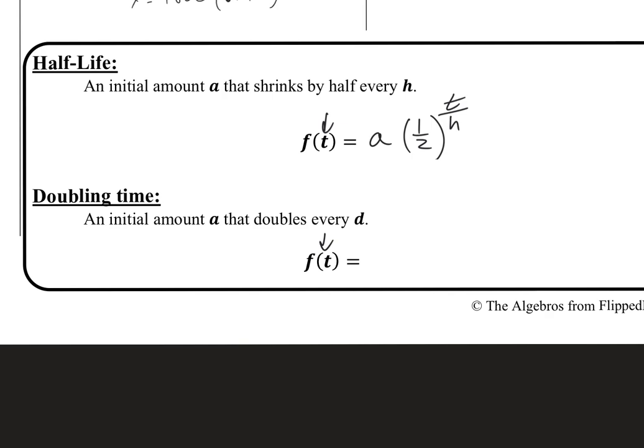Over here, if I'm doubling, the equation looks very similar. A times 2, because we're going to multiply by 2, and then the exponent is divided by d, meaning every day. It doesn't have to be a day. It could be an hour, a minute, a year, whatever. But d for doubling, h for half, whatever that unit of time is. Okay, so let's go to the next problem.